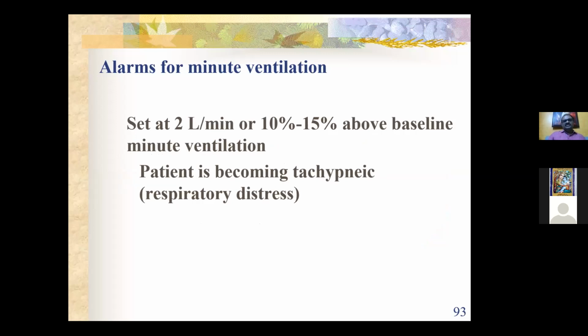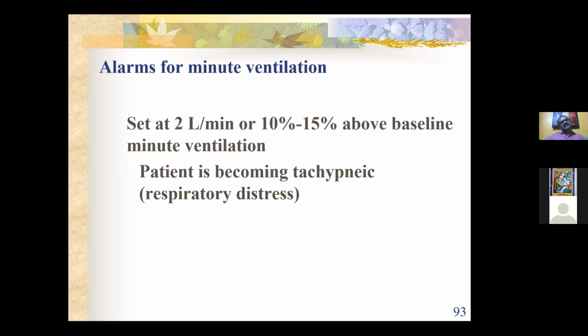Then the minute ventilation alarm should also be there. If something happens to the tidal volume or the respiratory rate, there will be minute ventilation alarms also. It's set at 2 liters per minute or 10 to 15% above the baseline minute ventilation. We set some baseline respiratory rate and tidal volume that will give you the baseline minute ventilation. We'll set the alarm at 2 liters above that or 10 to 15% above the baseline. It also shows that the patient becomes tachypneic when the minute ventilation goes up. Respiratory distress is there when the patient becomes tachypneic.